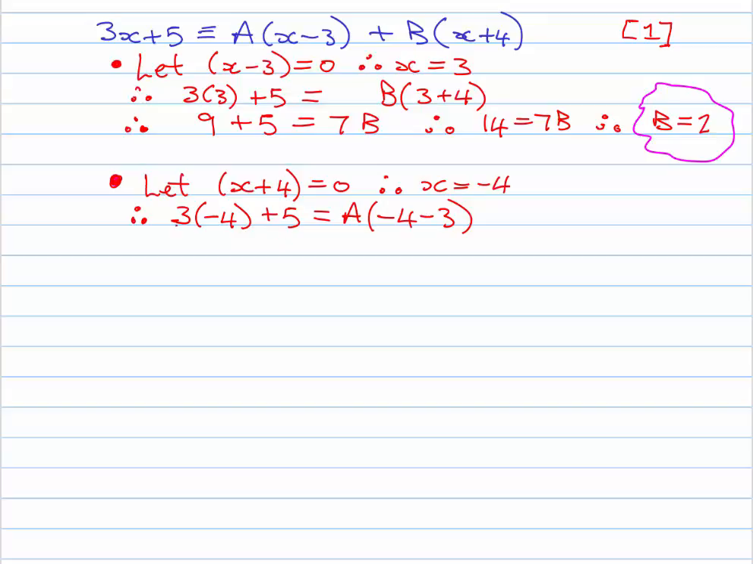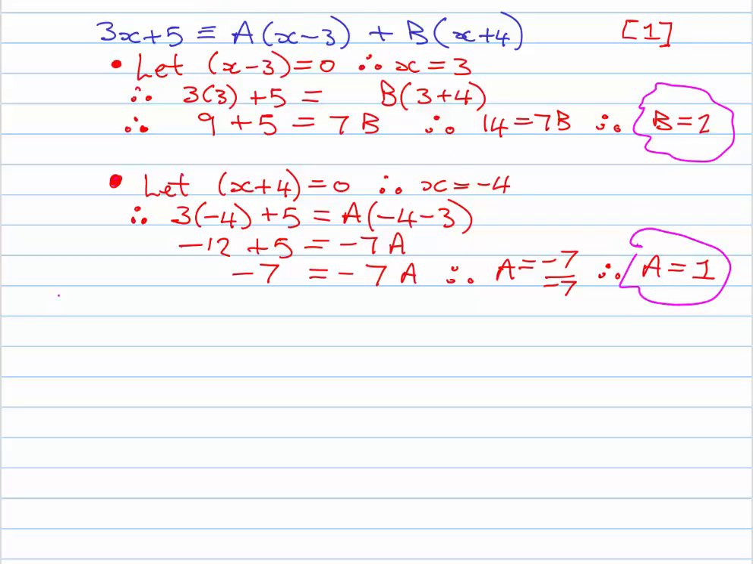Okay, so 3 times minus 4 is minus 12 plus 5 equals minus 7 times a. Okay, minus 12 plus 5 is minus 7 equals minus 7a. Therefore, a equals minus 7 over minus 7. The 2 minuses cancel, the 2 sevens cancel, so something over itself is always 1. Therefore, a equals 1. Okay, let me ring that.